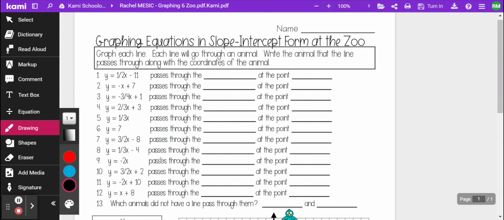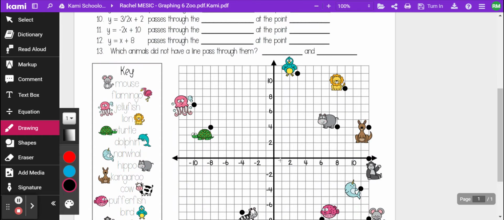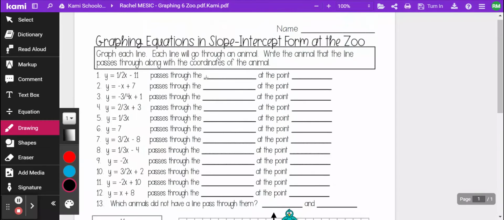All right, for this assignment, we are going to graph the lines. Each line will pass through an animal. So we'll say which animal the line passes through and the coordinates of that point. So for the first one, our y-intercept is -11.